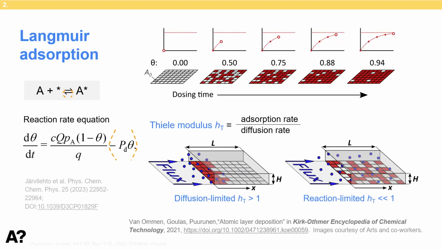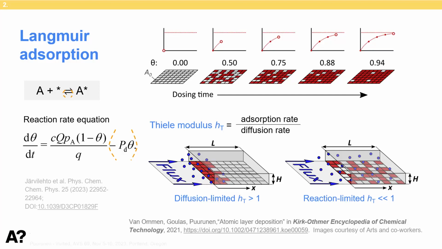And there's yet one concept that I wanted to introduce, the Thiele modulus, the adsorption rate divided by the diffusion rate. Often ALD reactions are aggressive, they are fast, and in those cases the adsorption rate is faster than the diffusion rate, and then we are in diffusion-limited conditions. That means the molecules entering the feature will quickly be adsorbed, and you will be developing an adsorption front.